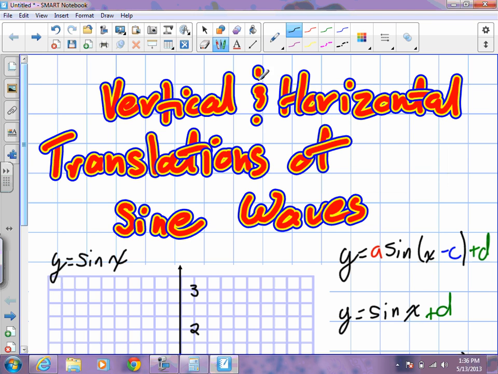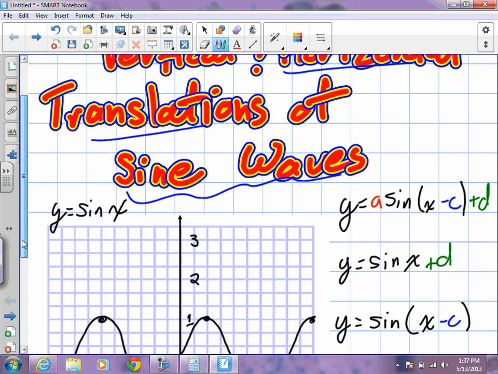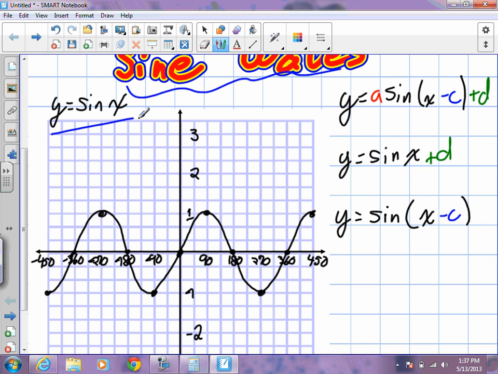We're going to go over vertical and horizontal translations of sine waves. Okay? So, we talked about before a sine wave. This is our function for y equals sine x, and we've graphed it on this page. Our major points are at 0 and 0, 90 and 1, 180 and 0, 270, negative 1, and 360 and 0. Those 5 major points give us an entire period of a sine wave.